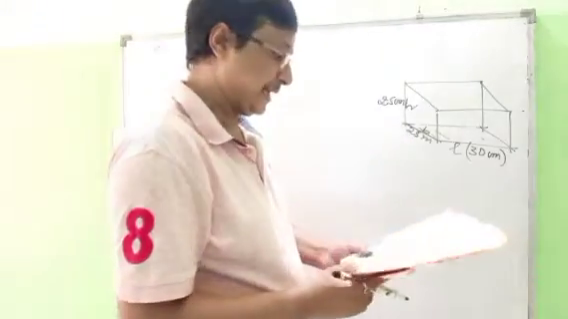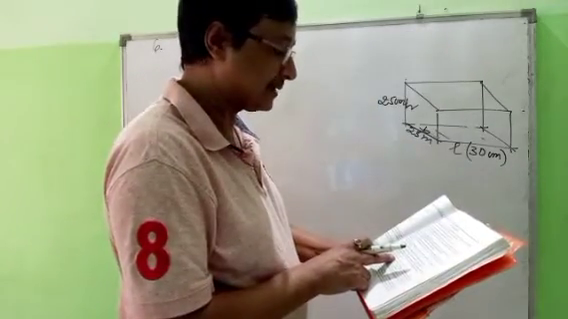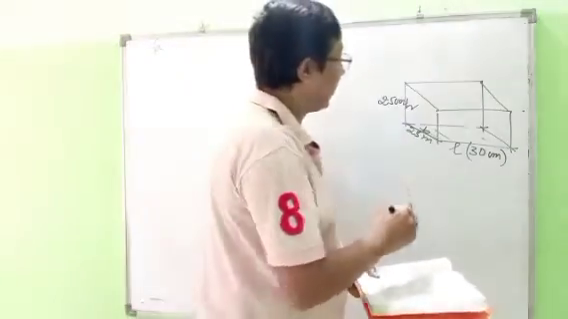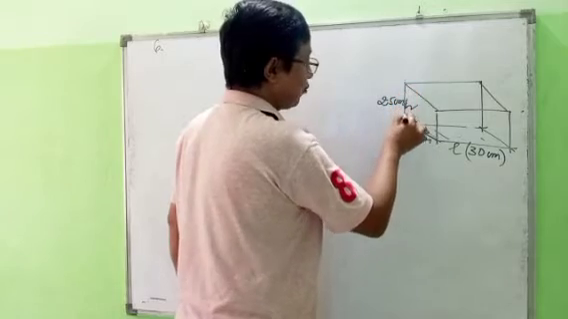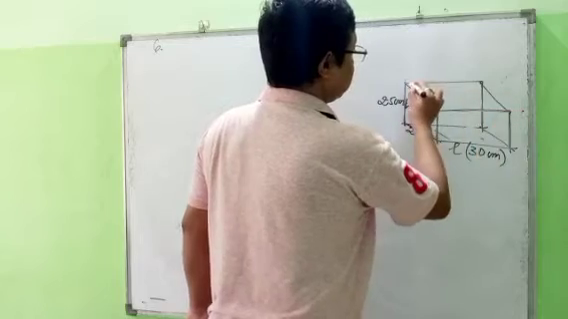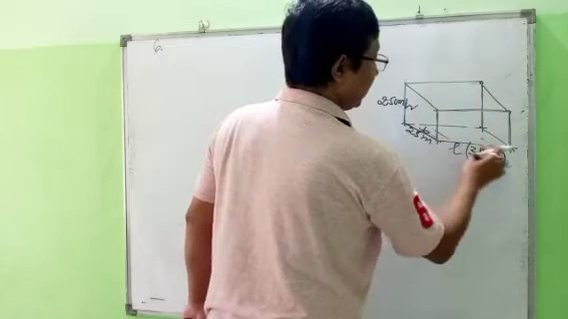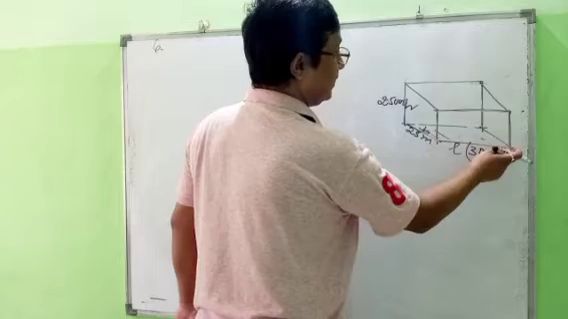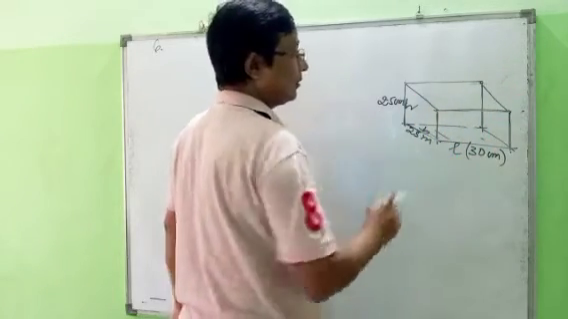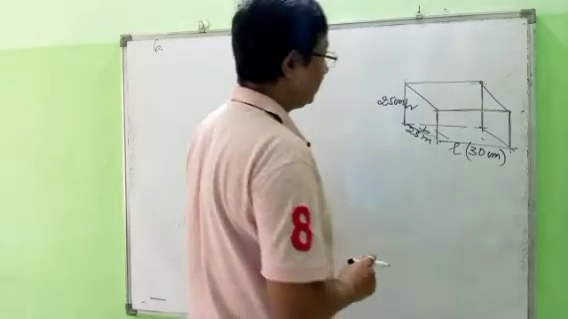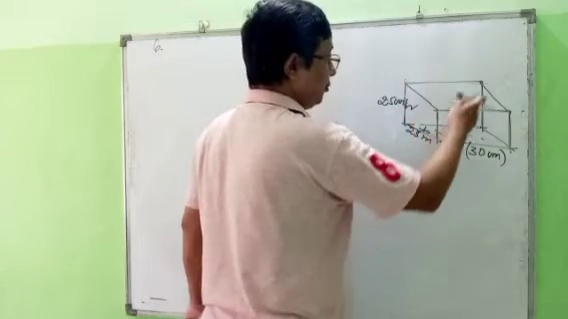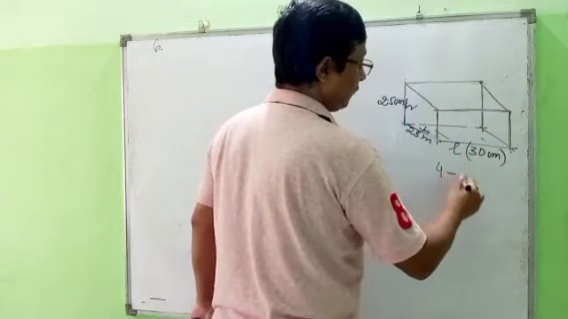Next one is how much tape is needed for all the 12 edges. So these are all the edges: 1, 2, 3, 4, then 5, 6, then 7, 8, then 9, 10, 11, 12. All these lines that you have seen are called the edges. Let us see how many edges are here. Height wise, 1, 2, 3, 4. So you have got 4 heights.